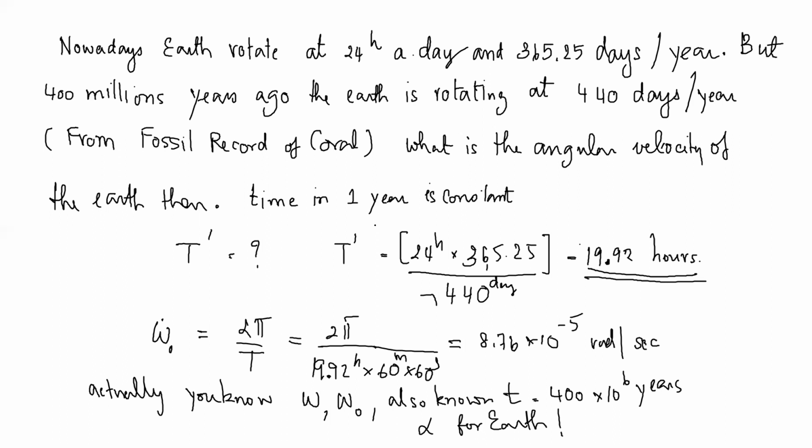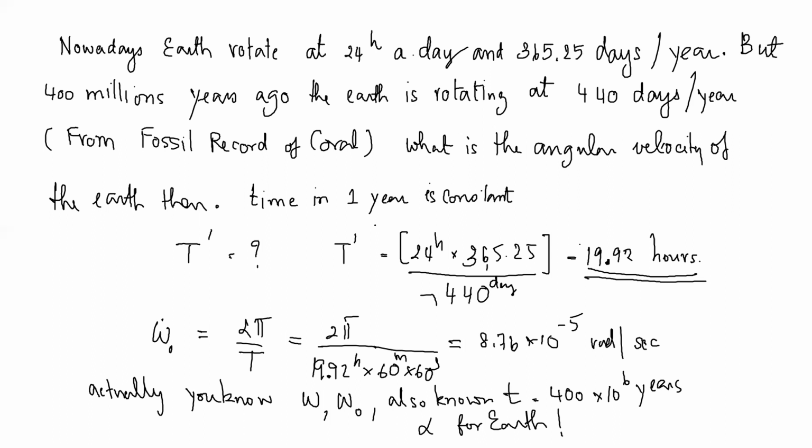Okay, so the question asks, what is the angular velocity of the Earth at that time? And assuming that the time in 1 year is constant, the reason for this slowing down is due to the gravitational tug from the moon. The moon is pulling the water on the surface of the Earth and creating a friction.